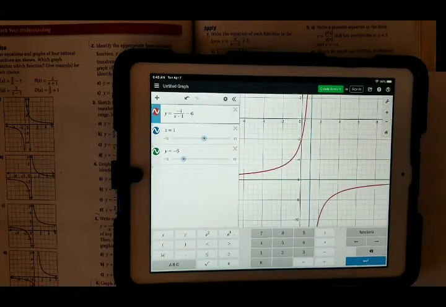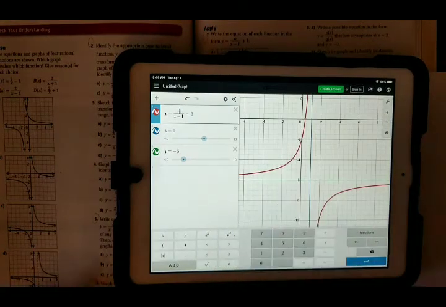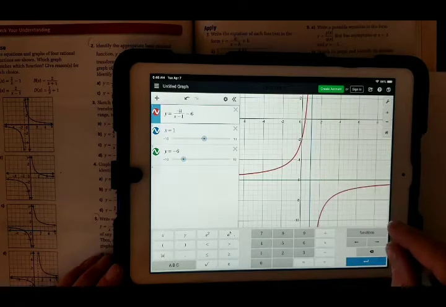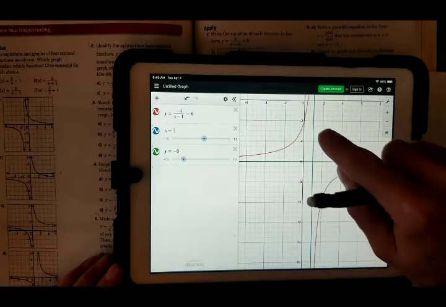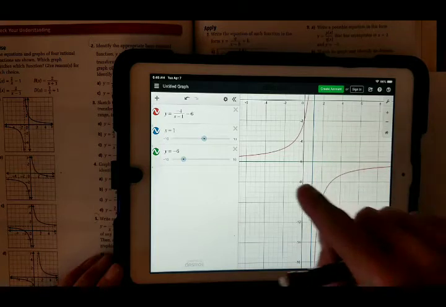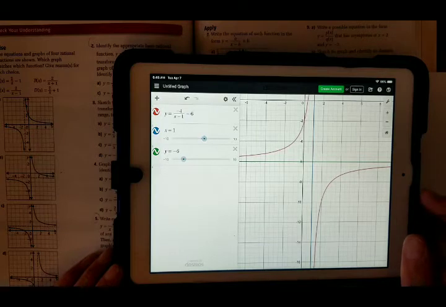And then using Desmos to check it out, I punched it in, and it looks like I get all my points to line up. My -10 and +2, my -2 and 0, and then I did my x equals 1 for the vertical asymptote and y equals -6 for the horizontal asymptote.